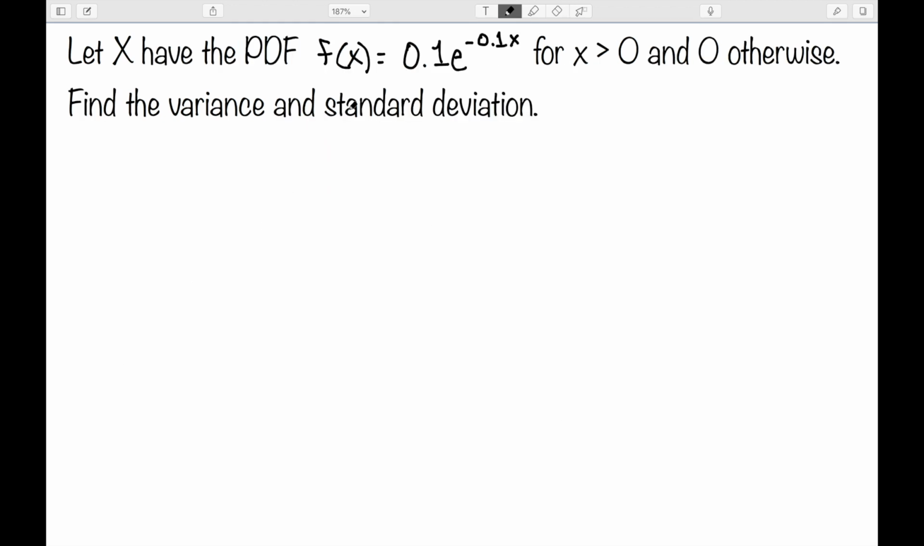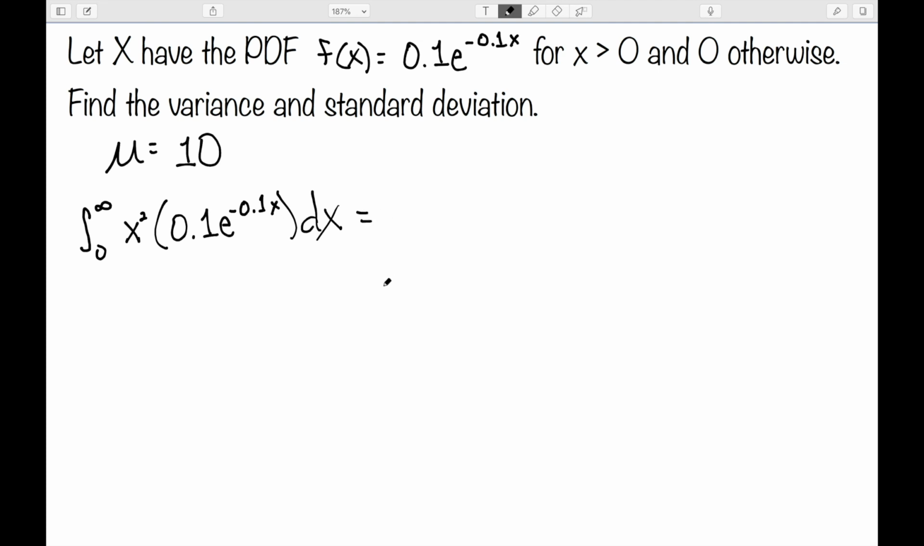Finally, let's let x have the PDF f of x equal to 0.1 e to the negative 0.1x for x greater than 0 and 0 otherwise. This time I want to find the variance and the standard deviation. And in a previous video, I showed that the mean of this distribution was 10. For this one, I would need to look at the integral from 0 to infinity, since everything smaller than 0 is just 0, of x squared times 0.1 e to the negative 0.1x dx.